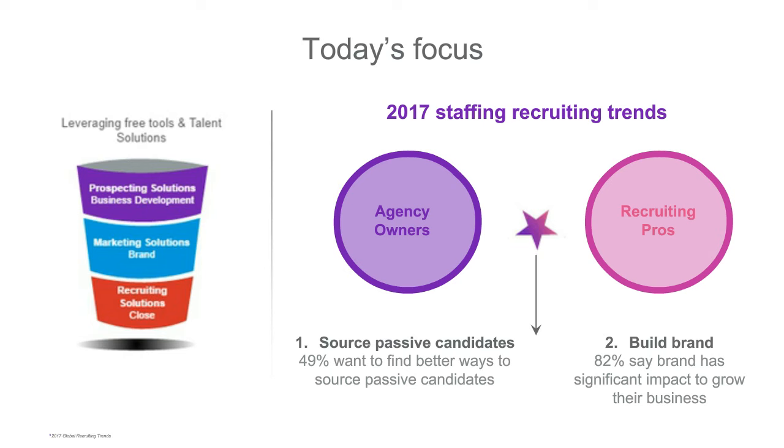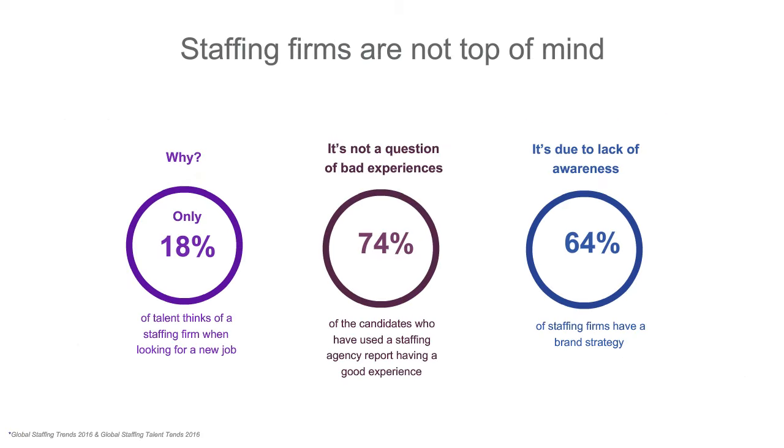Given the majority of today's attendees fall into two categories, agency owners and agency recruiters who work in small to medium firms, you all have two fundamental things in common. You want to source passive candidates more effectively and efficiently, and you want to build your brand to attract more quality candidates and clients. In fact, to prove this, LinkedIn conducted a survey to gain recruiting insights for staffing professionals. Based on our research, 49% of staffing decision makers want to find better ways to source passive candidates, and 72% of staffing decision makers say branding has a significant impact to grow their business. So let's take a look at those two areas.